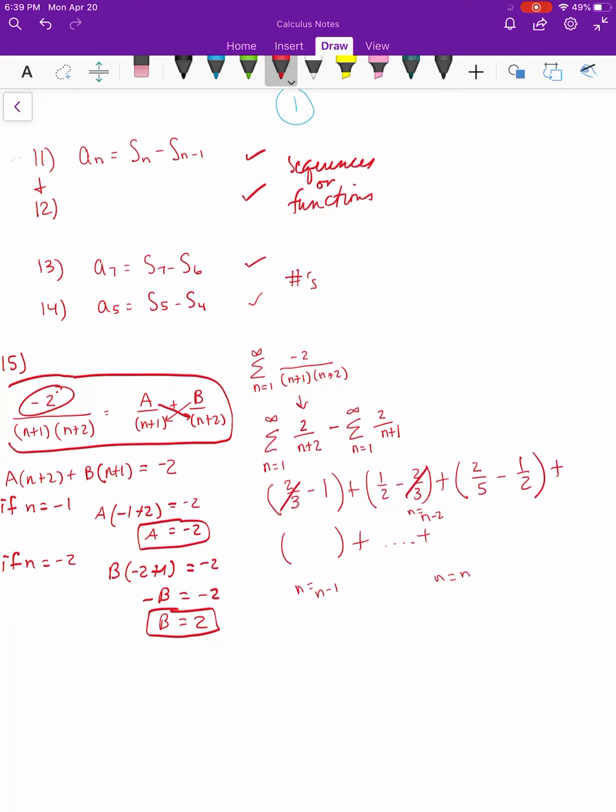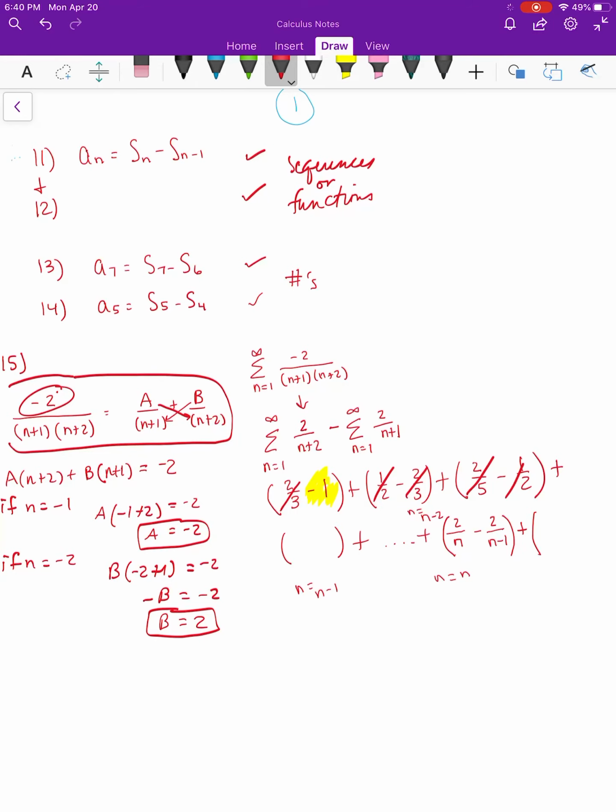But you need to start looking at it when n is n minus 2. And then you'd like to look at it when n is n minus 1. And then when n is n. Because what you're going to see is that you've got 2/3 and negative 2/3. You've got 1/2 and negative 1/2. You're going to have 2/5 and negative 2/5. And it's going to keep canceling out. So this one is going to go away. The one that isn't going to go away is this, and something else is not going to go away. We don't know yet.